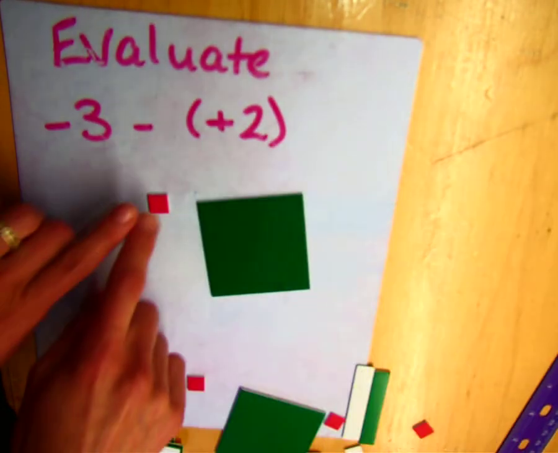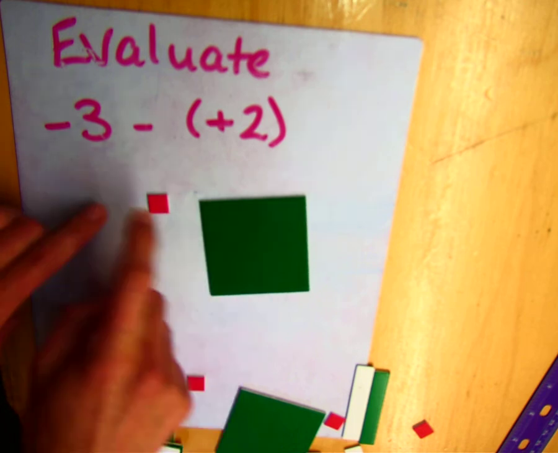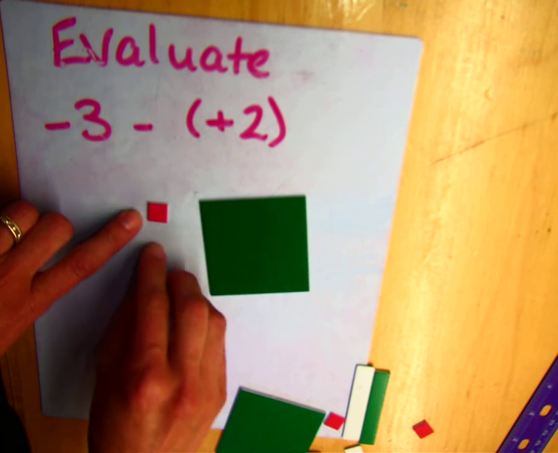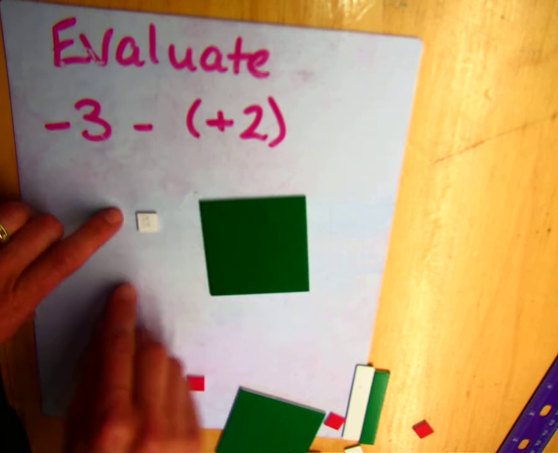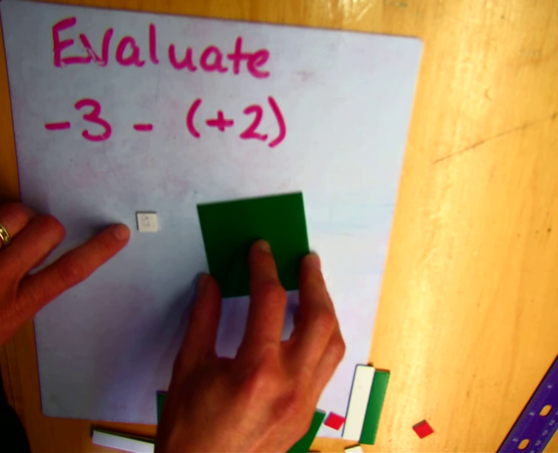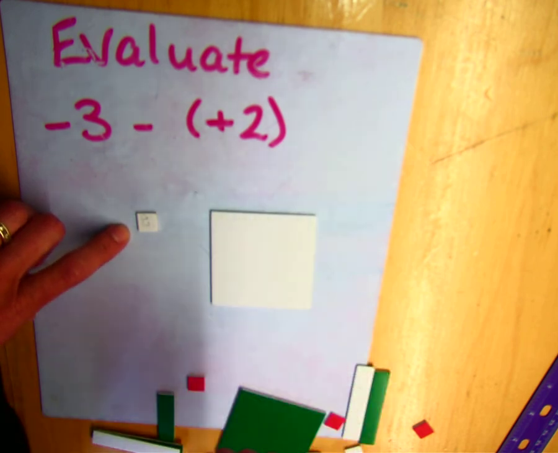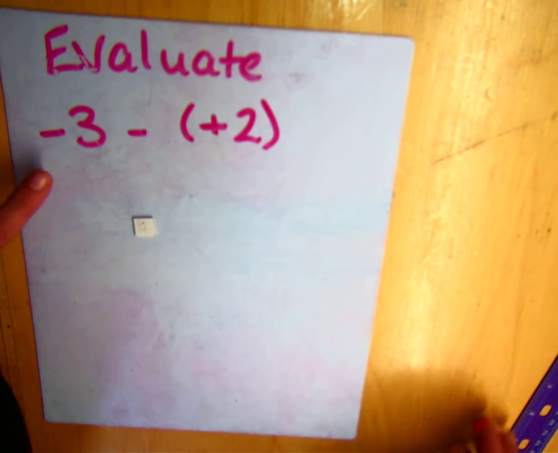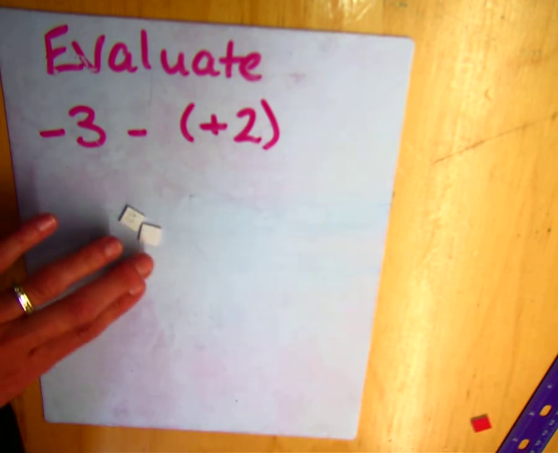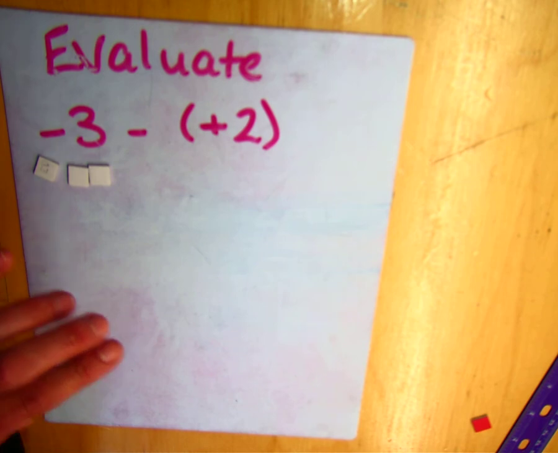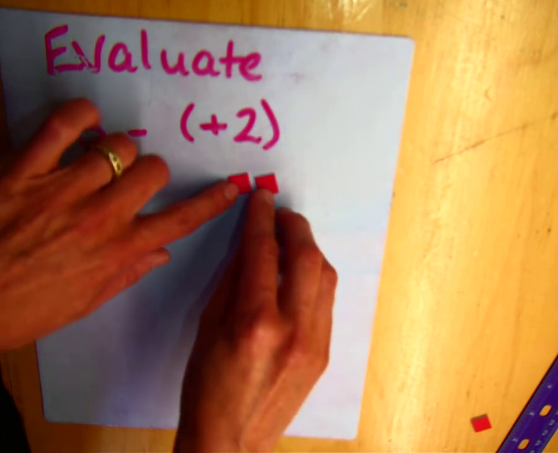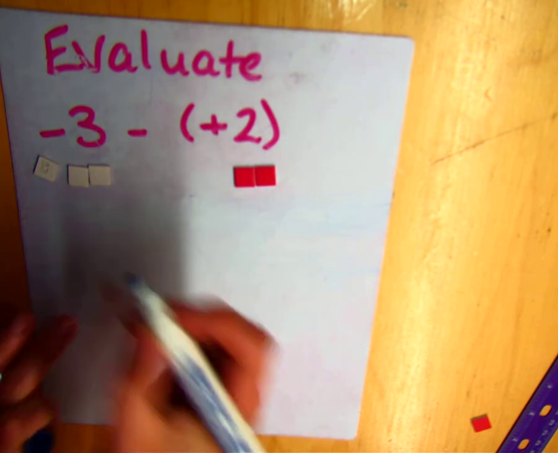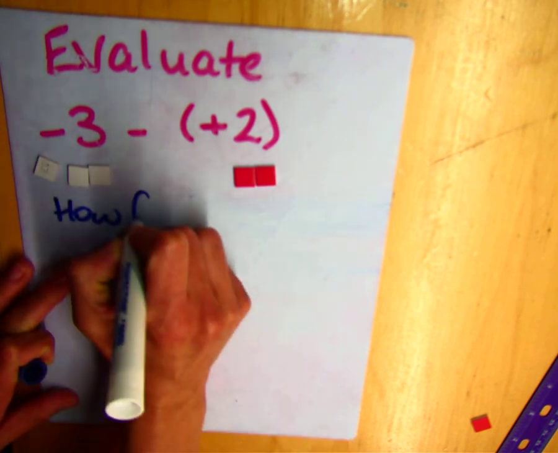Because I have green for algebra and another color for a constant, I'm going to use red as a positive, and I'm going to use negative as white, because I also have then a negative x squared here. Okay, so I need to represent -3 and +2. And subtraction means difference. Another word for difference might be how far apart.